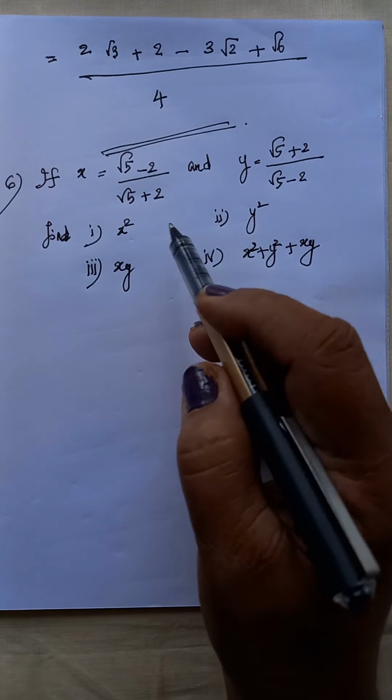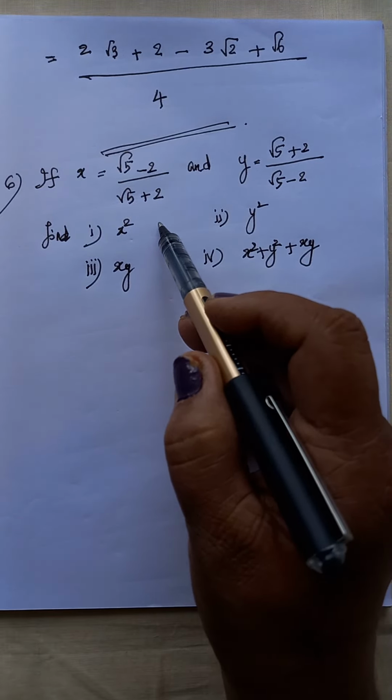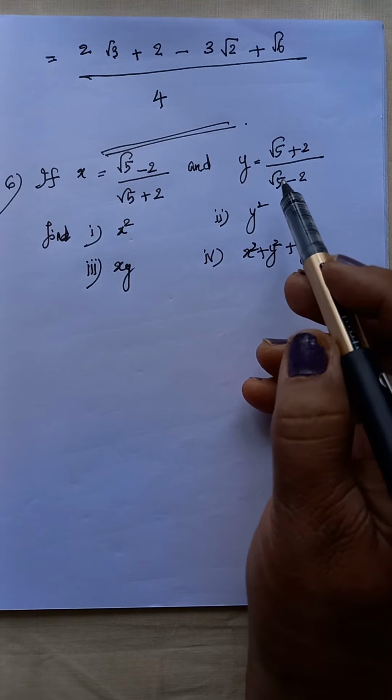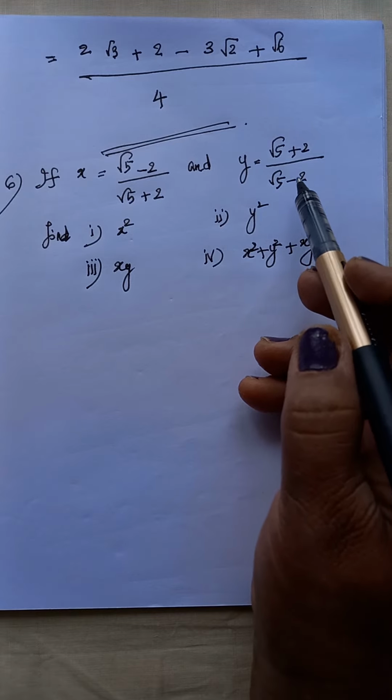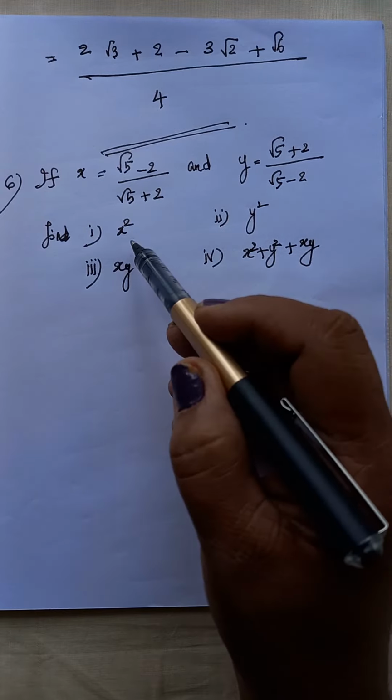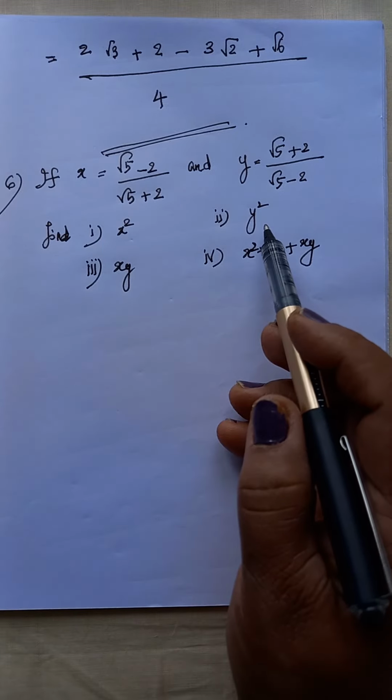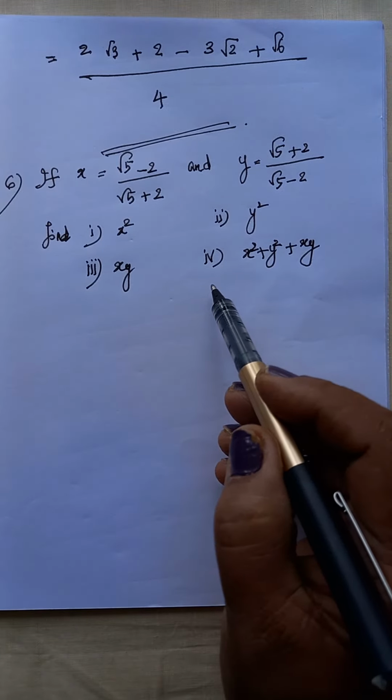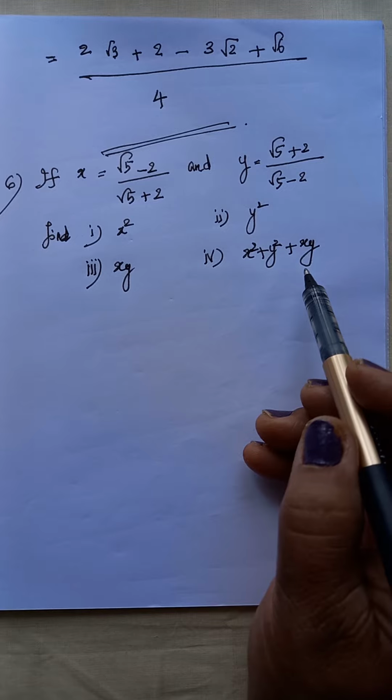if x is equal to root 5 minus 2 by root 5 plus 2 and y is equal to root 5 plus 2 by root 5 minus 2, then find first question x square, second y square, third xy and fourth x square plus y square plus xy.